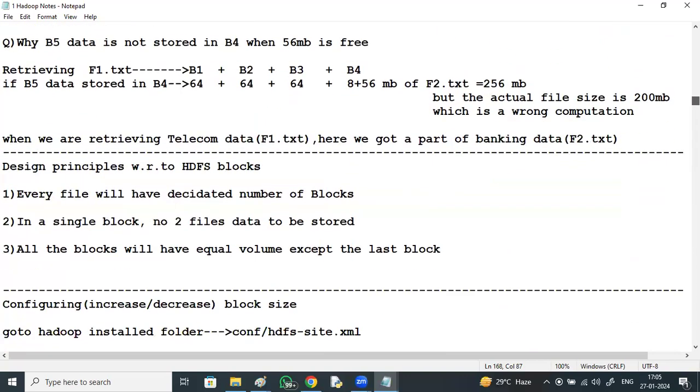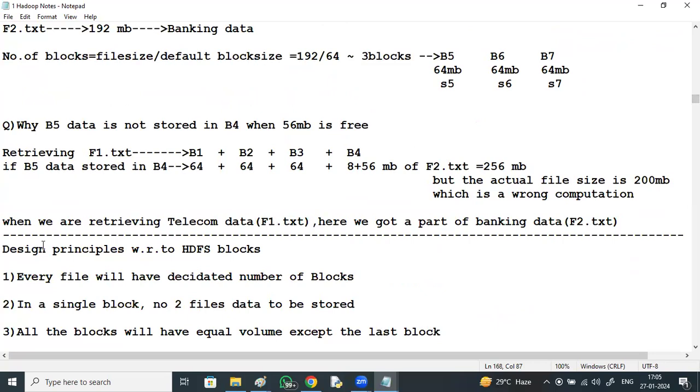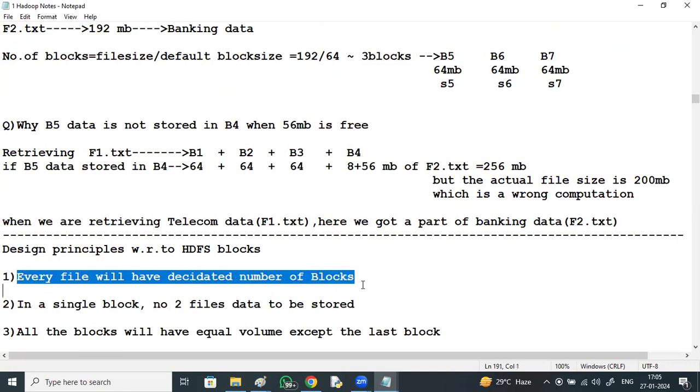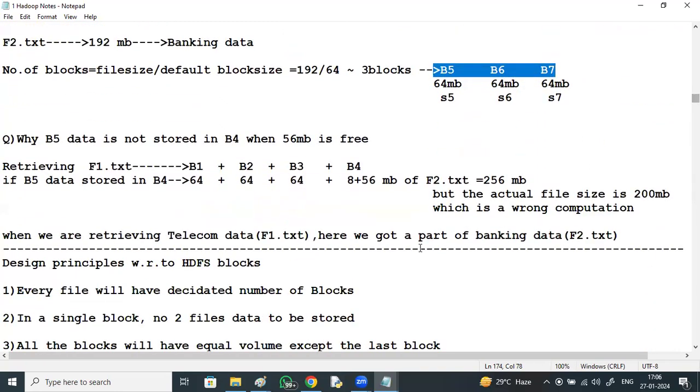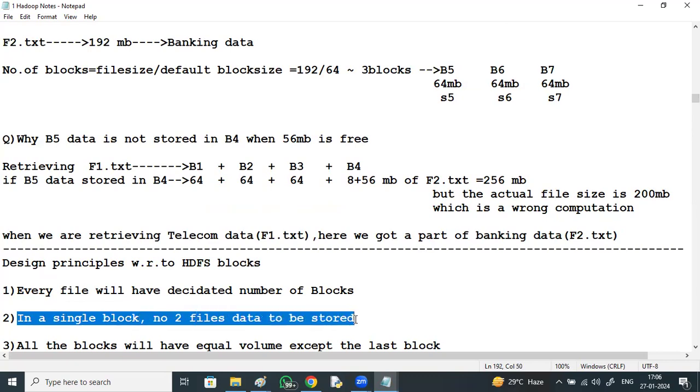Design principles with respect to HDFS blocks. Every file will have its dedicated number of blocks. File 1 will have its blocks, file 2 will have its blocks. In a single block, no two files' data can be stored.